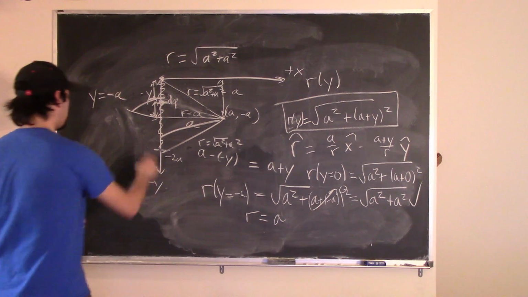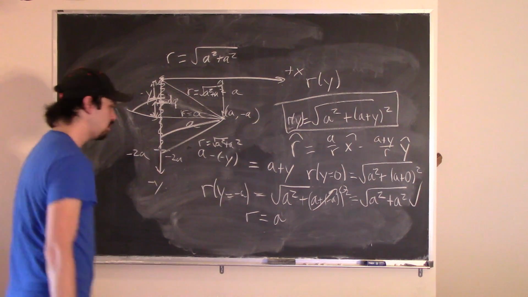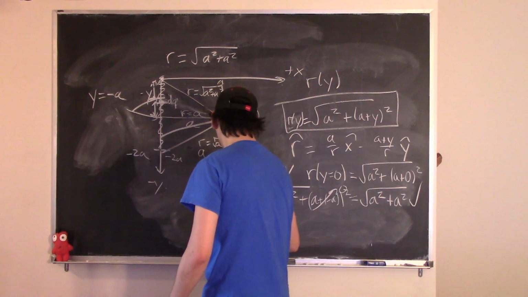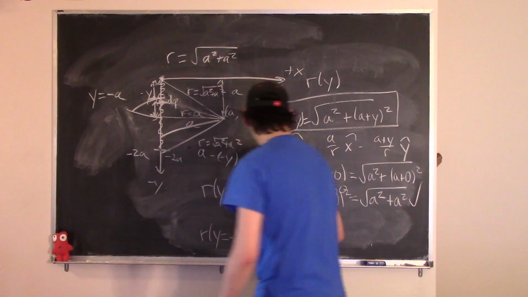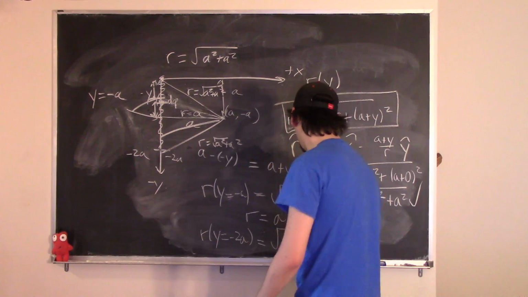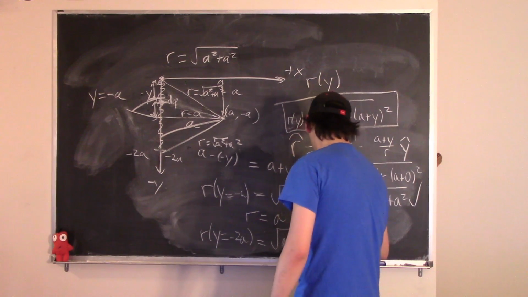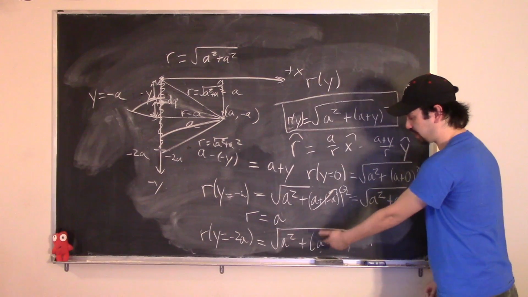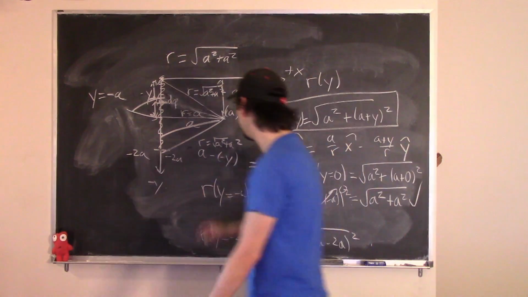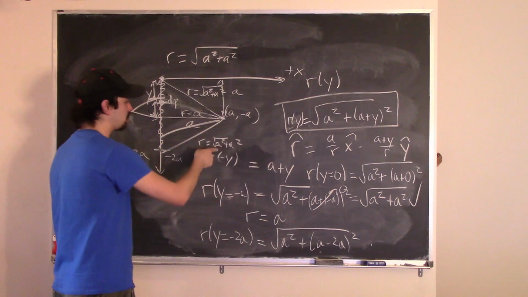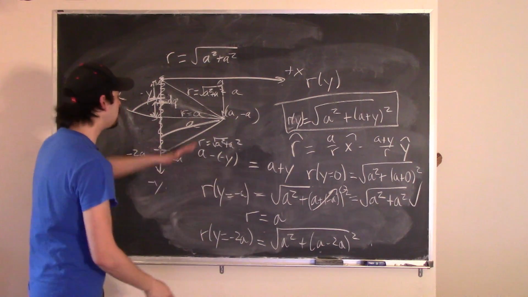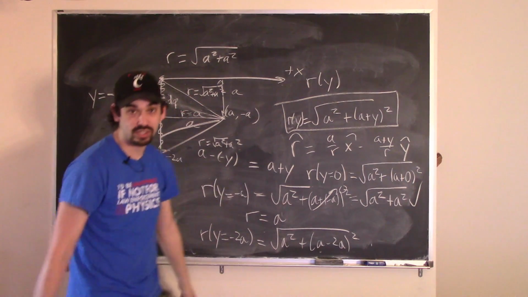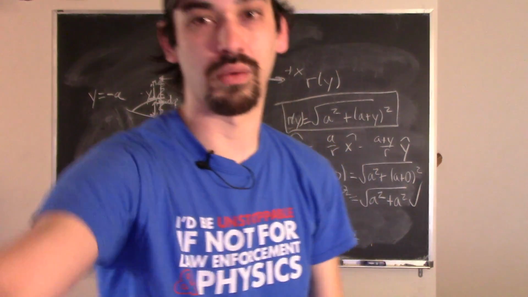Let's see what happens when we plug in this one. So this is minus 2a. For this one, r of y at y equal to minus 2a is going to be equal to the square root of a squared plus a minus 2a squared. This is going to give me minus a squared. And so again, this is going to give me r equal to the square root of a squared plus a squared. But these are only true for these boundaries, and we see that r is equal to a in the middle. That's ultimately the thing that you take away from this.